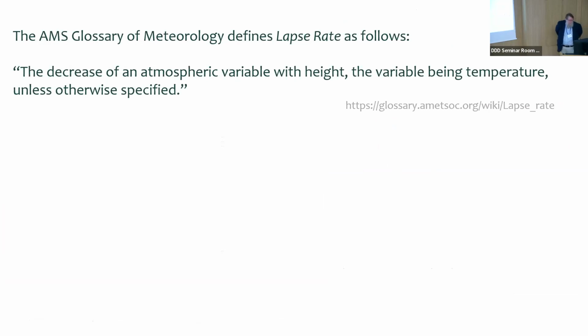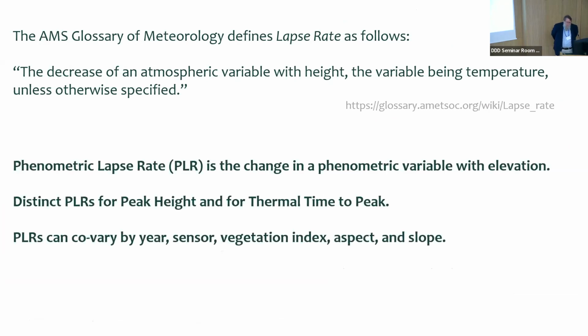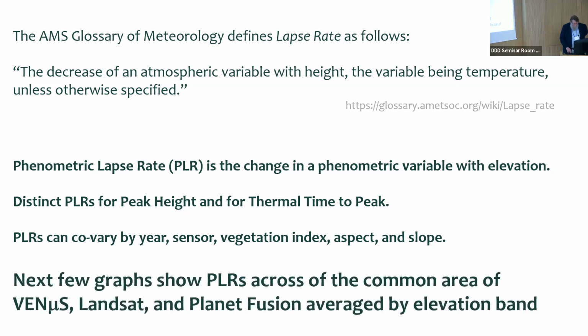AMS calls the lapse rate a decrease in atmospheric variable with height, the variable being temperature unless otherwise specified. What we're talking about here is a phenometric lapse rate, which is a change in the phenometric variable with elevation. You're going to get distinct phenometric lapse rates for peak height and for thermal time to peak. And these can co-vary as a function of year, of sensor, of vegetation index, aspect, and slope. Hopefully, they're not completely unrelated to one another.